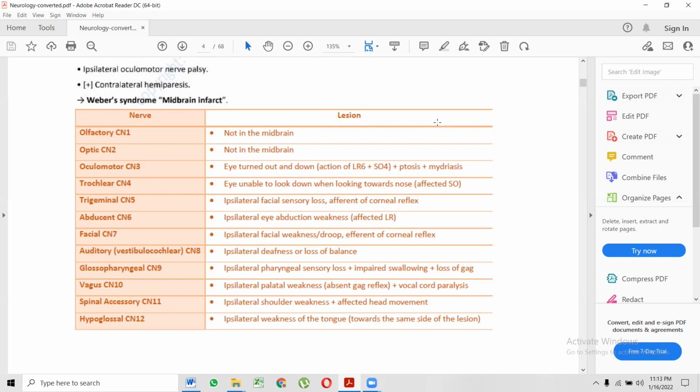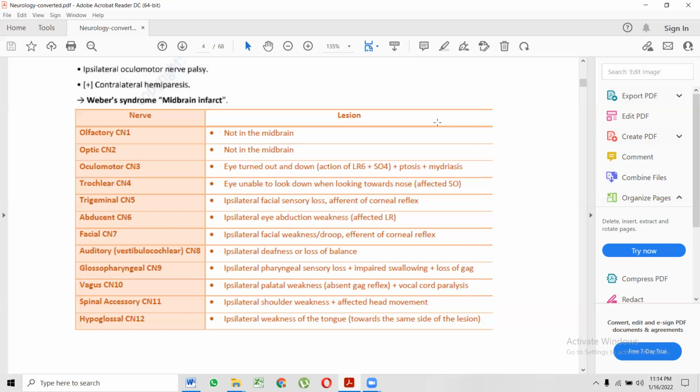Now the next four nerves: trigeminal, cranial nerve 5, abducens, cranial nerve 6, facial, cranial nerve 7, and vestibulocochlear, cranial nerve 8. They arise from the pons.